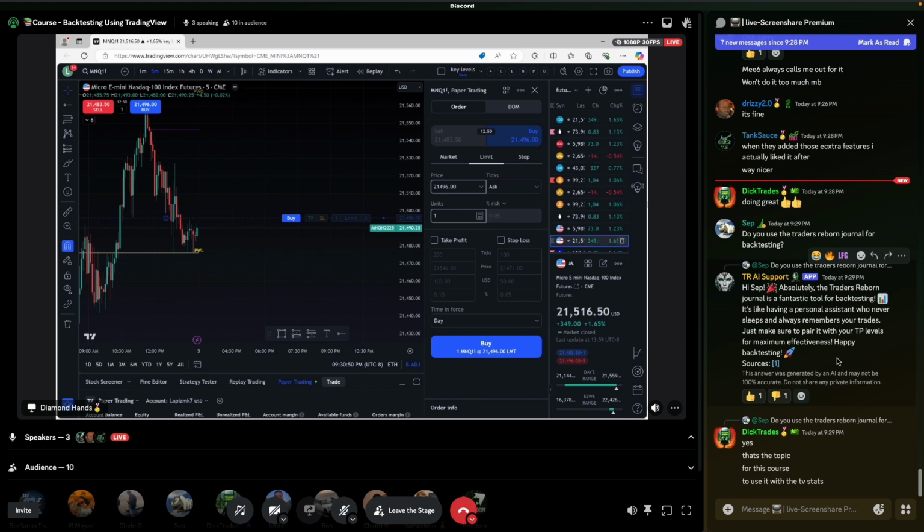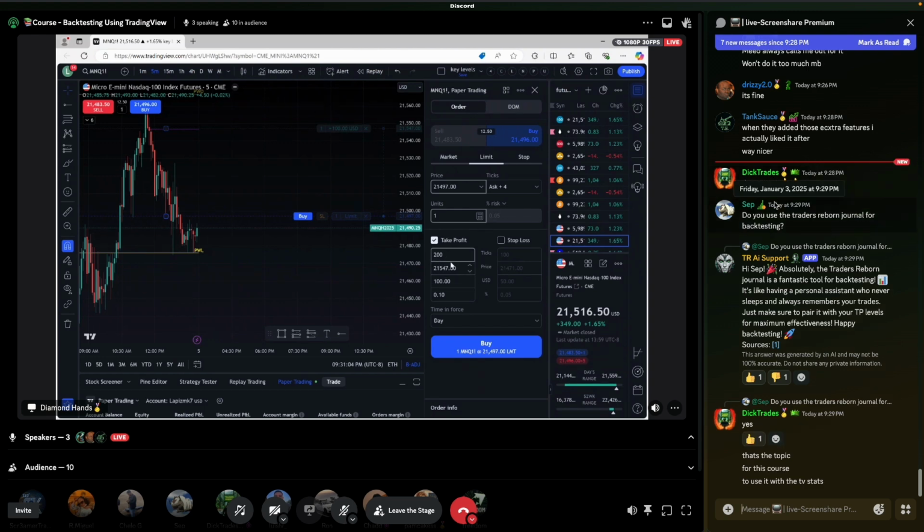So if you want to take a limit order, this is how you would do it. Whatever price you want, let's say 497, right? And then let's say my take profit is going to be 200 ticks. So then you click on 200 ticks. You can adjust this manually. Let's say I want to do 156.